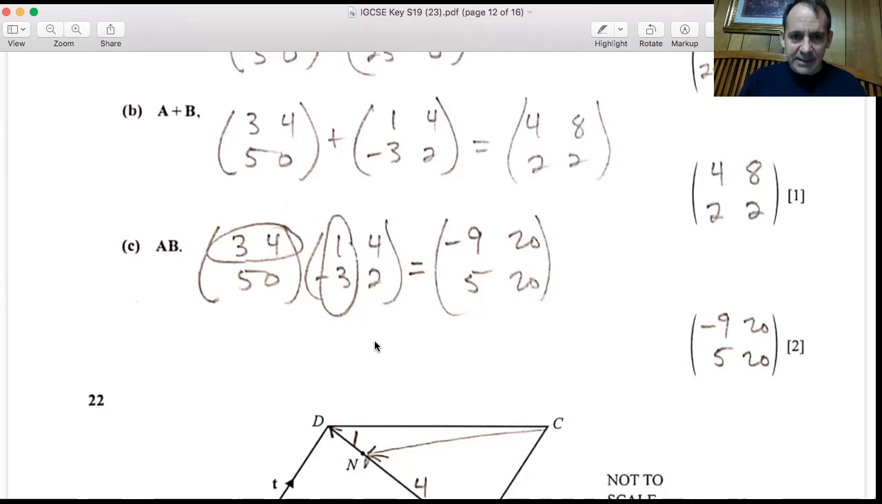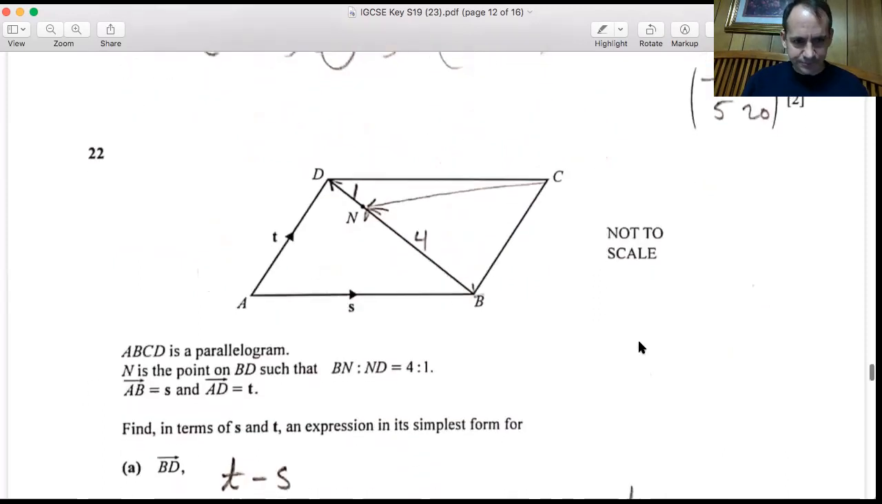First row times second column, 3 times 4 is 12, plus 4 times 2 is 8, 12 and 8 is 20. Then we go to the bottom row times first column, 5 times 1 is 5, and 0 times negative 3 is 0, so 5 plus 0 is 5. And then we do the bottom row times the second column, 5 times 4 is 20, and 0 times 2 is 0, and you add those together and get 20. So this is your matrix from that multiplication.